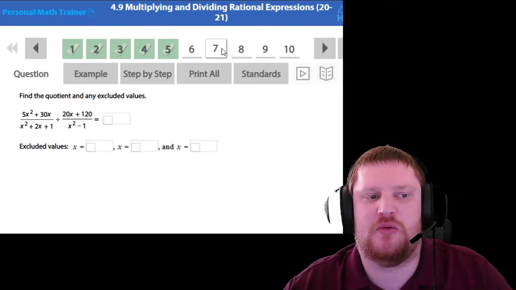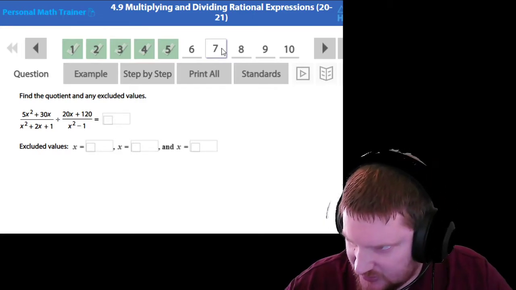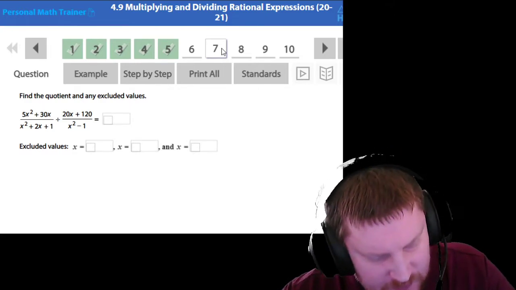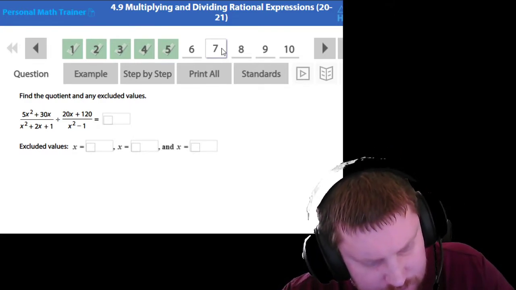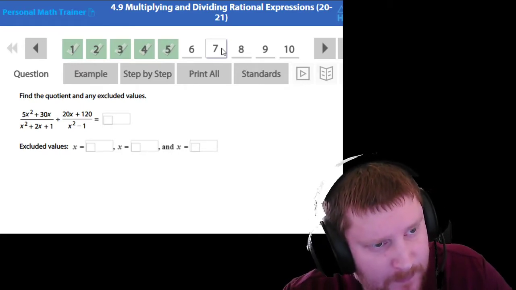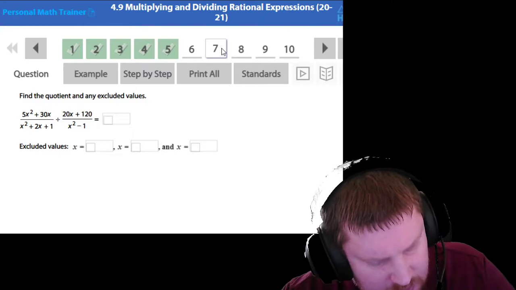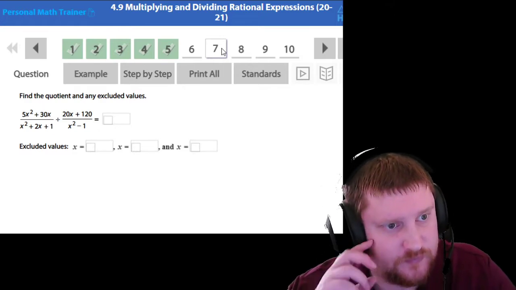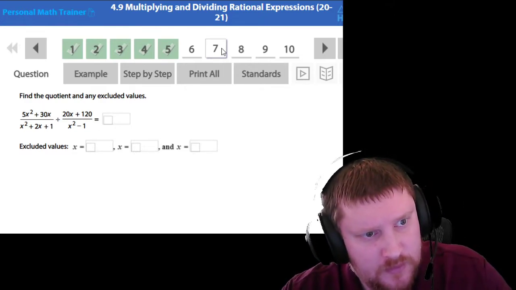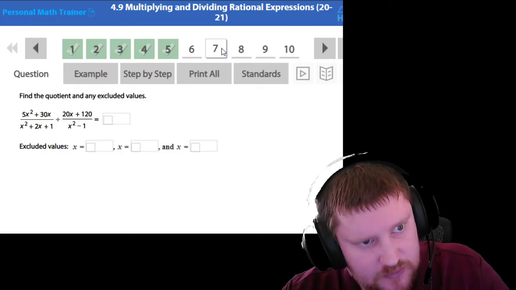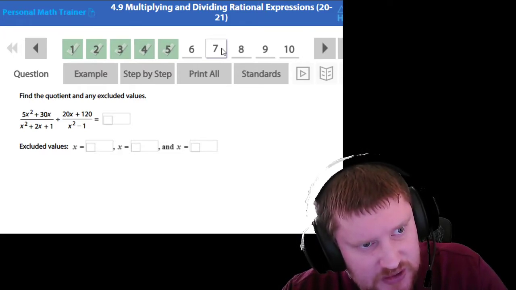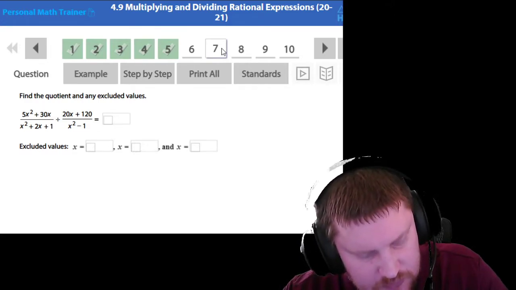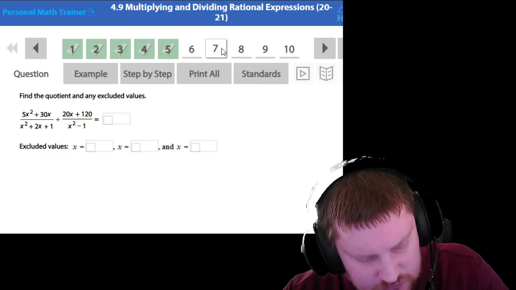Number 7, we start with our division. So let's go ahead and take a look at this bad boy. We have 5x squared plus 30x over x squared plus 2x plus 1, divided by 20x plus 120 over x squared minus 1.